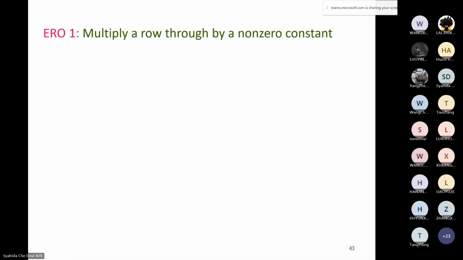Remember that this operation we perform on a row, not on the whole matrix, but on a row only, row by row. In the first elementary row operation, we multiply a row through by a non-zero constant. We multiply the whole row by a non-zero number. A constant is a real number.